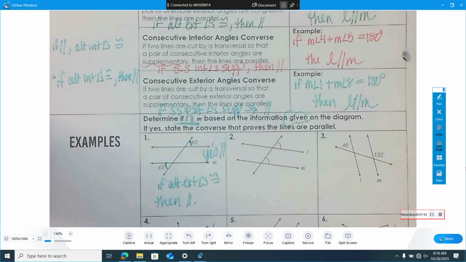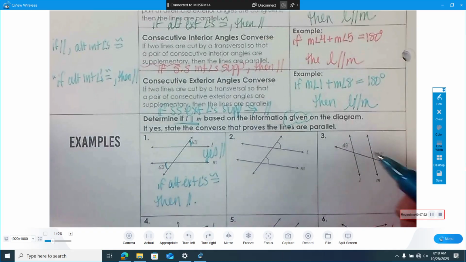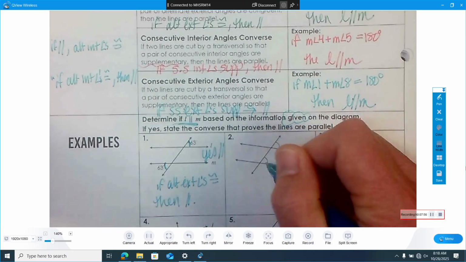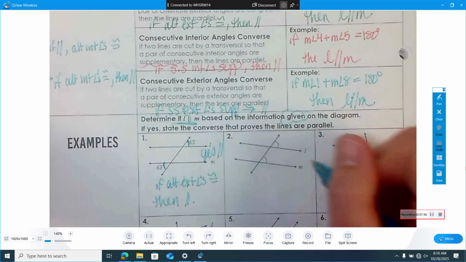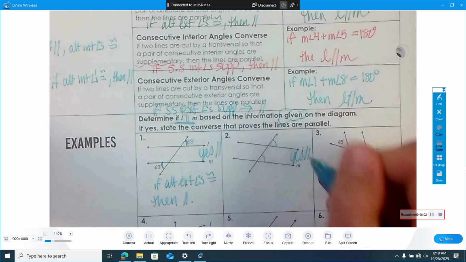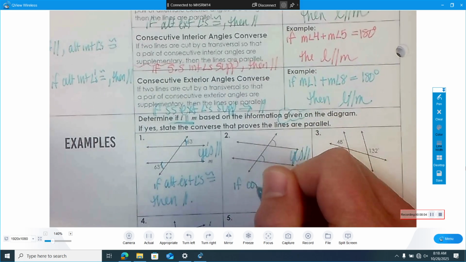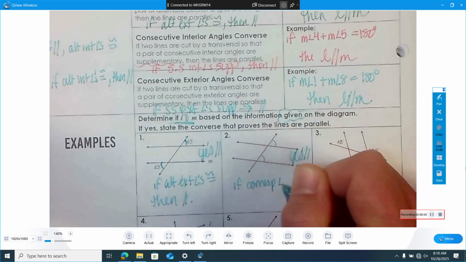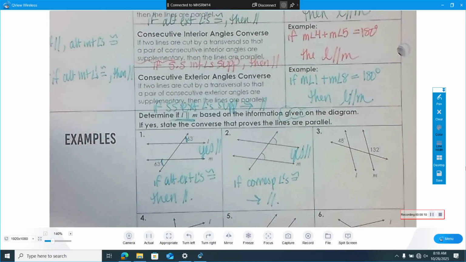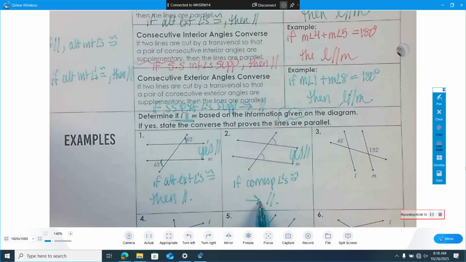All right. What about number 2? What kind of angles are those? Corresponding. What do these arc marks mean? They're congruent. So are the lines parallel? Yes. So we've got yes, parallel lines. And if corresponding angles are congruent, then we have parallel lines. I'm just using the arrow for then.